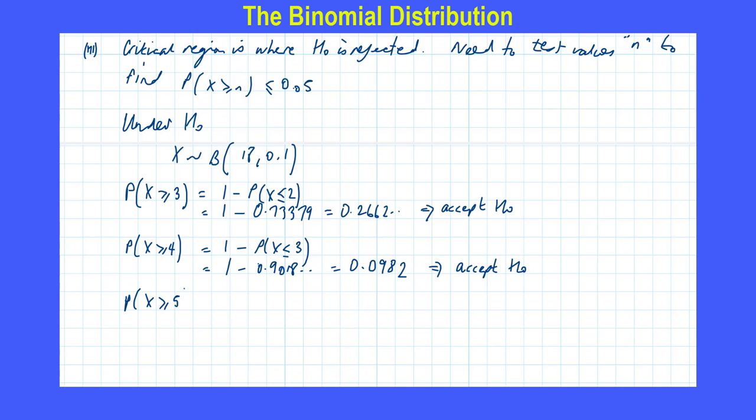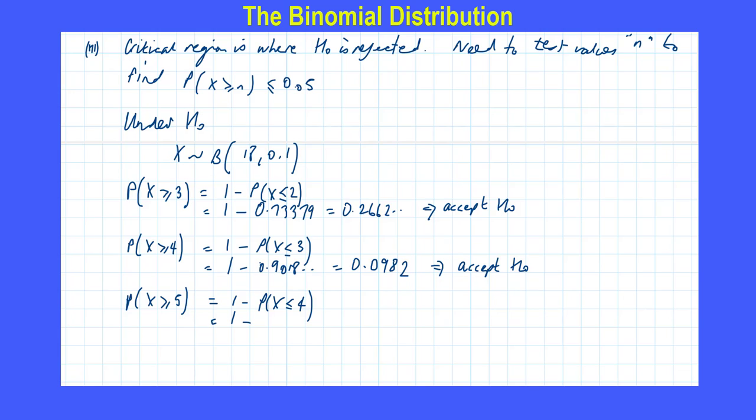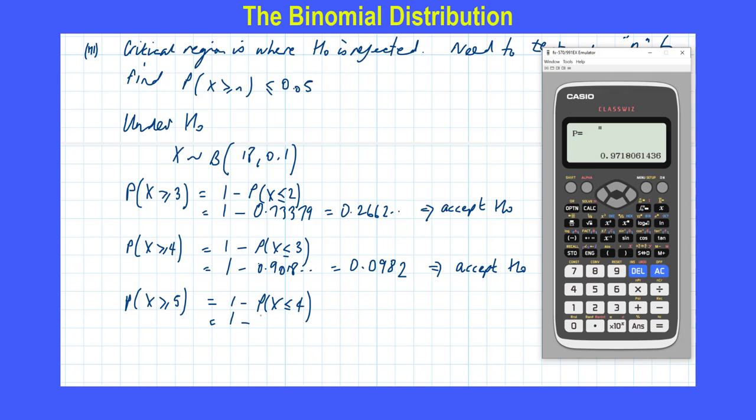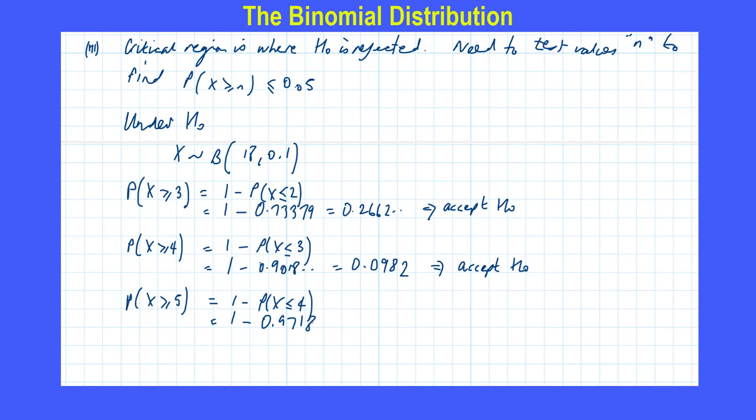So I try another one. X is greater than or equal to 5. Well, that's 1 minus the probability X is less than or equal to 4. So changing my 3 into a 4 on my calculator again. And I get a probability of 0.9718. So 1 minus that probability, and it gives me an answer of 0.0282. So that is less than 5%, so I reject H0. I have found my critical region. My critical region is anything where x is greater than or equal to 5.